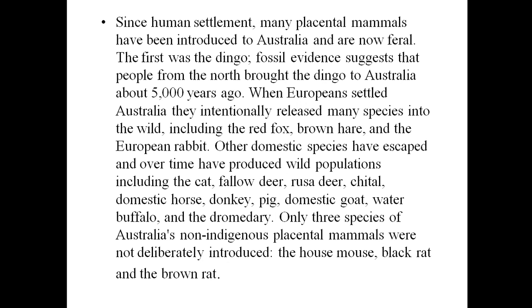Probably only three species of non-indigenous placental mammals in Australia were not deliberately introduced. They were house mice, black rat, and brown rat. Actually, they were not released; they arrived accidentally, not deliberately.